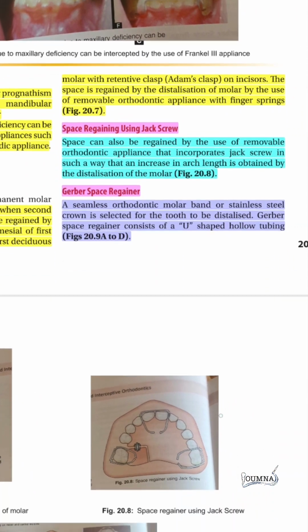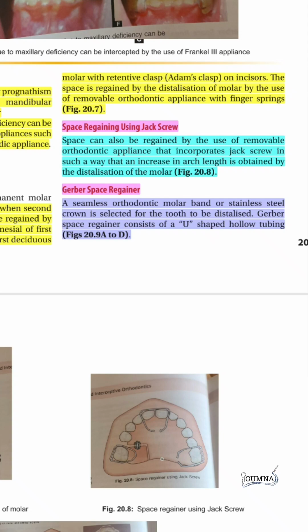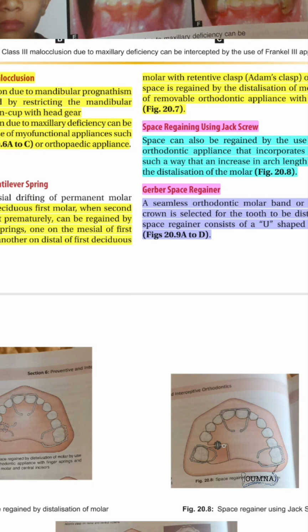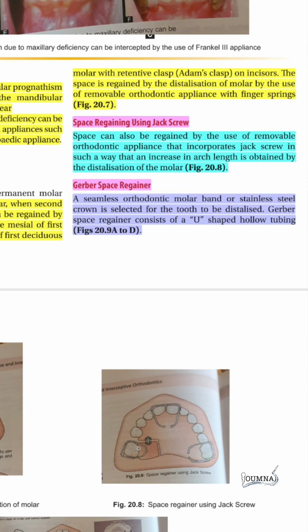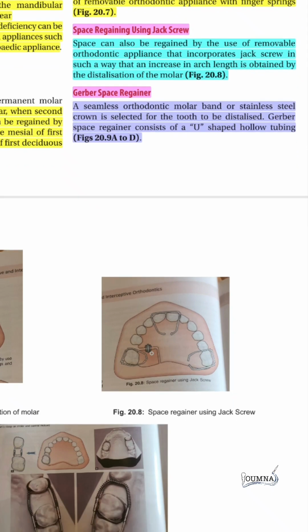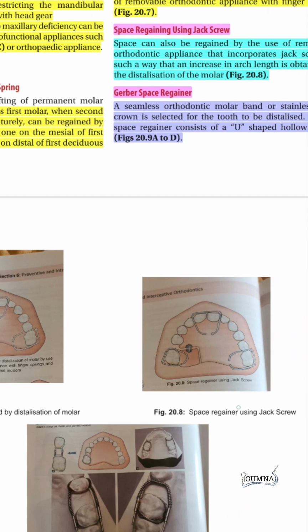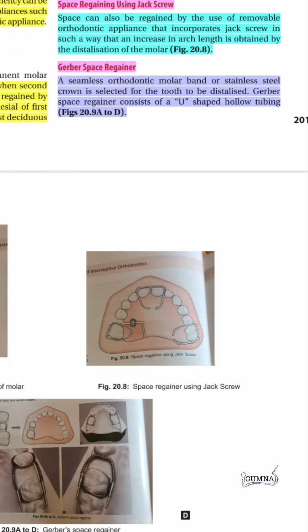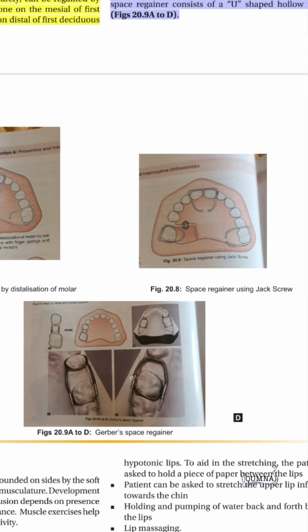Another method is using the jack screw. Instead of using the spring, we use this screw, and when it is activated, it acts in the same manner as this one. The Gerber space regainer is a seamless orthodontic molar band that is selected for the specific tooth to be distalized, and it consists of a U-shaped hollow tubing. This is how it is made.